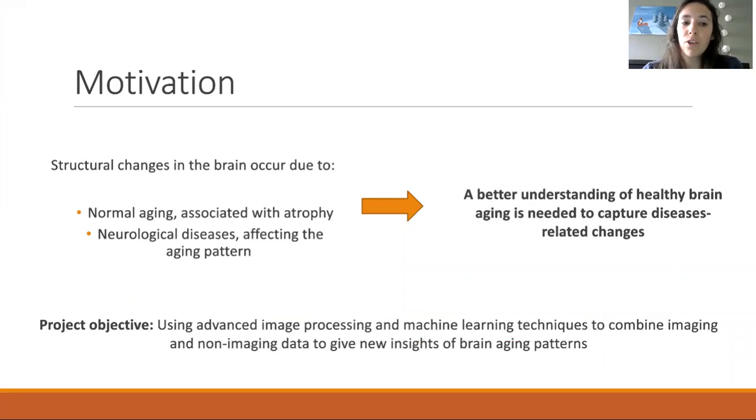So the motivation for my project is that structural changes in the brain occur due to natural aging with, for example, atrophy of the brain tissues. But some of these changes also occur in the case of neurological diseases. And so the idea is that a better understanding of healthy brain aging is needed in order to better diagnose neurological diseases at an early time point. So the goal for my project is to use advanced image processing and machine learning techniques to combine imaging and non-imaging data and give new insights of brain aging patterns.